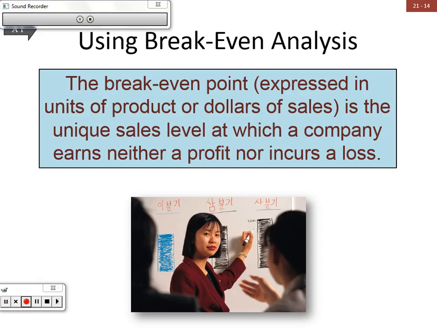What does it mean to break even? Basically, it was no profit or no loss. You just balanced it out.